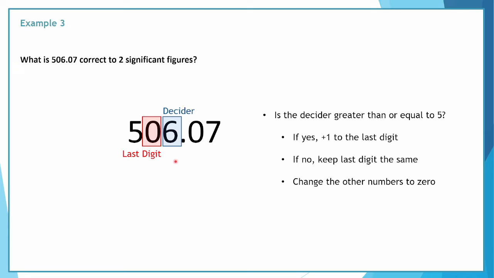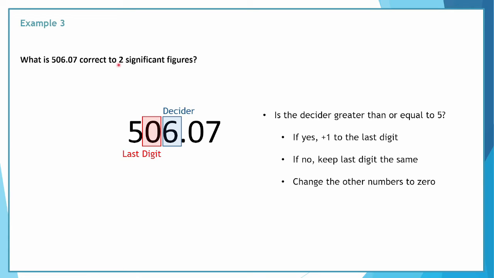Instead of rounding to two decimal places, we're going to look at rounding to significant figures. So here we've got a question, 506.7 correct to two significant figures. You can see we're using the same technique as we did before. We've got our last digit and we've got a decider, except this time, how we decide what our last digit is has changed.